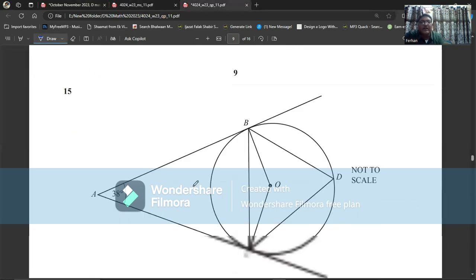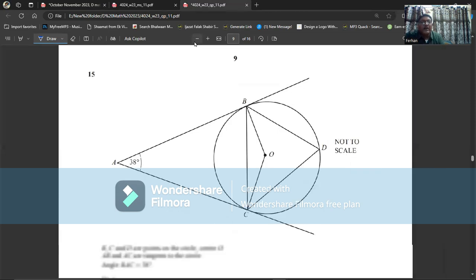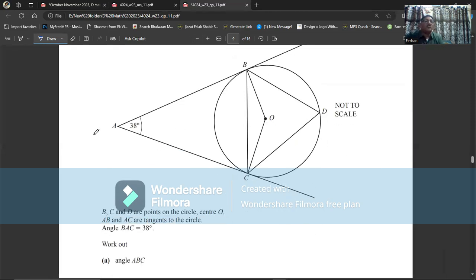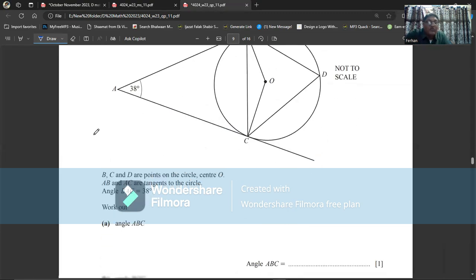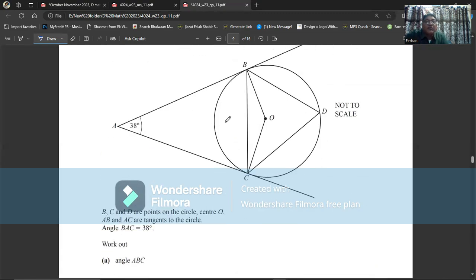Okay. Again. So here we have question number 15 on your screen. It's a question on the circle properties. B, C, and D are points on the circle, center O. AB and AC are tangents to the circle. Angle BAC is 38 degrees. The first question is angle ABC. They want me to find out the angle ABC.